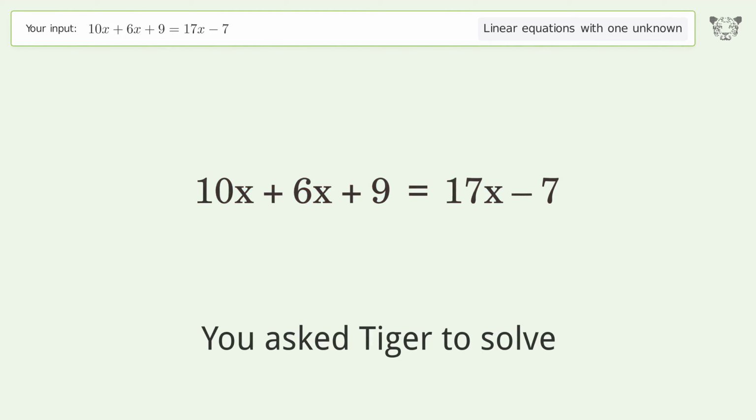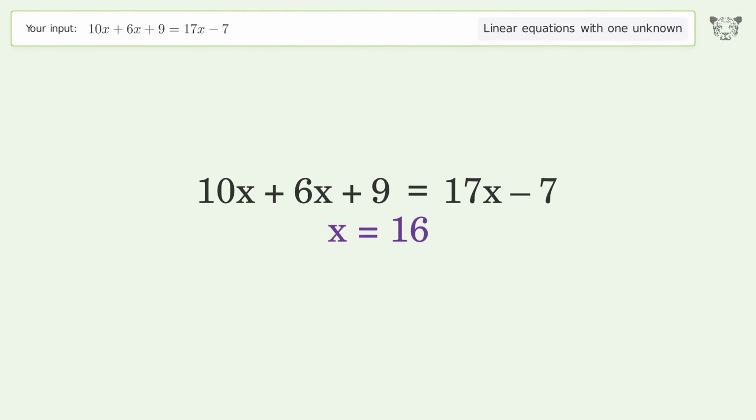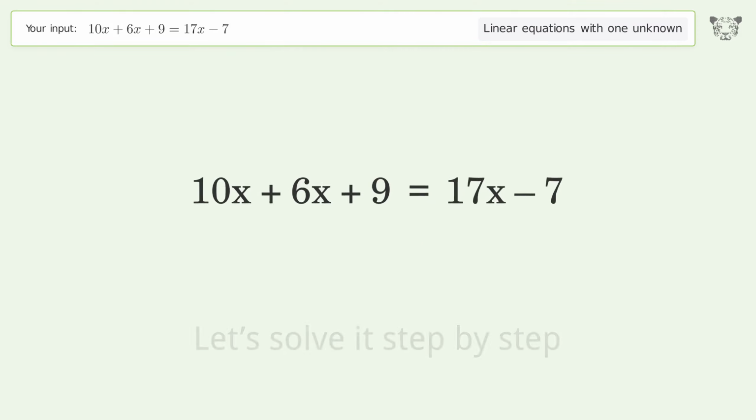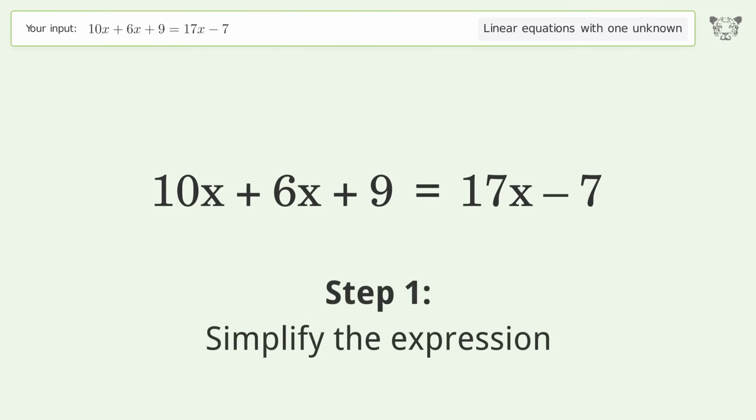You ask Tiger to solve. This deals with linear equations with one unknown. The final result is x equals 16. Let's solve it step by step. Simplify the expression. Simplify the arithmetic.